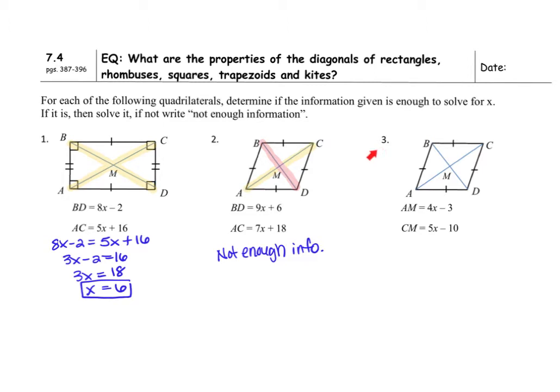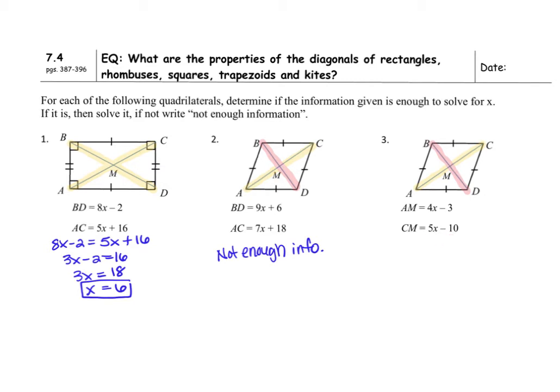Let's take a look at number 3. In number 3, we are again given a rhombus. We already know based on number 2 that these diagonals are not going to be equal. So AC is not congruent to BD. If we look at what's given, we have AM, which is from here to here, is equal to 4x minus 3, and CM from here to here is equal to 5x minus 10.